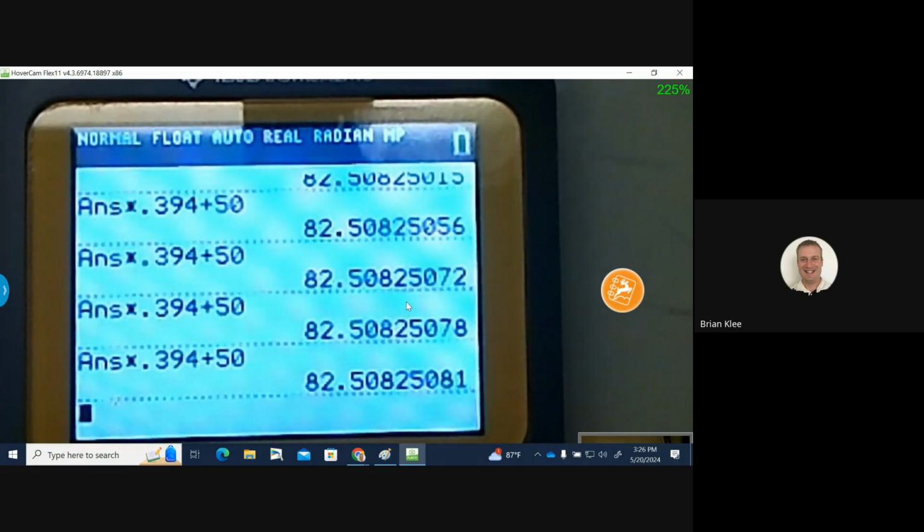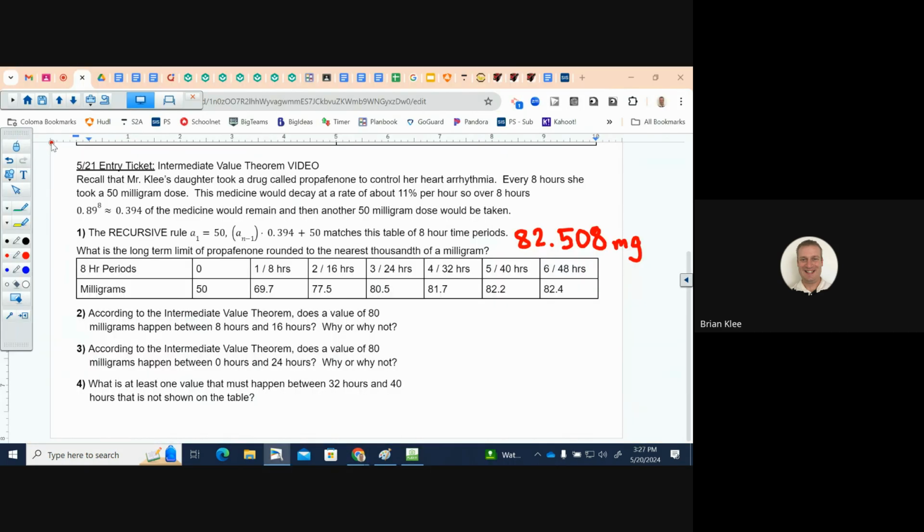And if I keep hitting enter long enough, the number is basically not changing anymore. So we would have 82 and 508 thousandths of a milligram, 82.508. Okay, so now using intermediate value theorem, does a value of 80 milligrams happen between hours 8 and 16? Okay. Will it happen in between there?